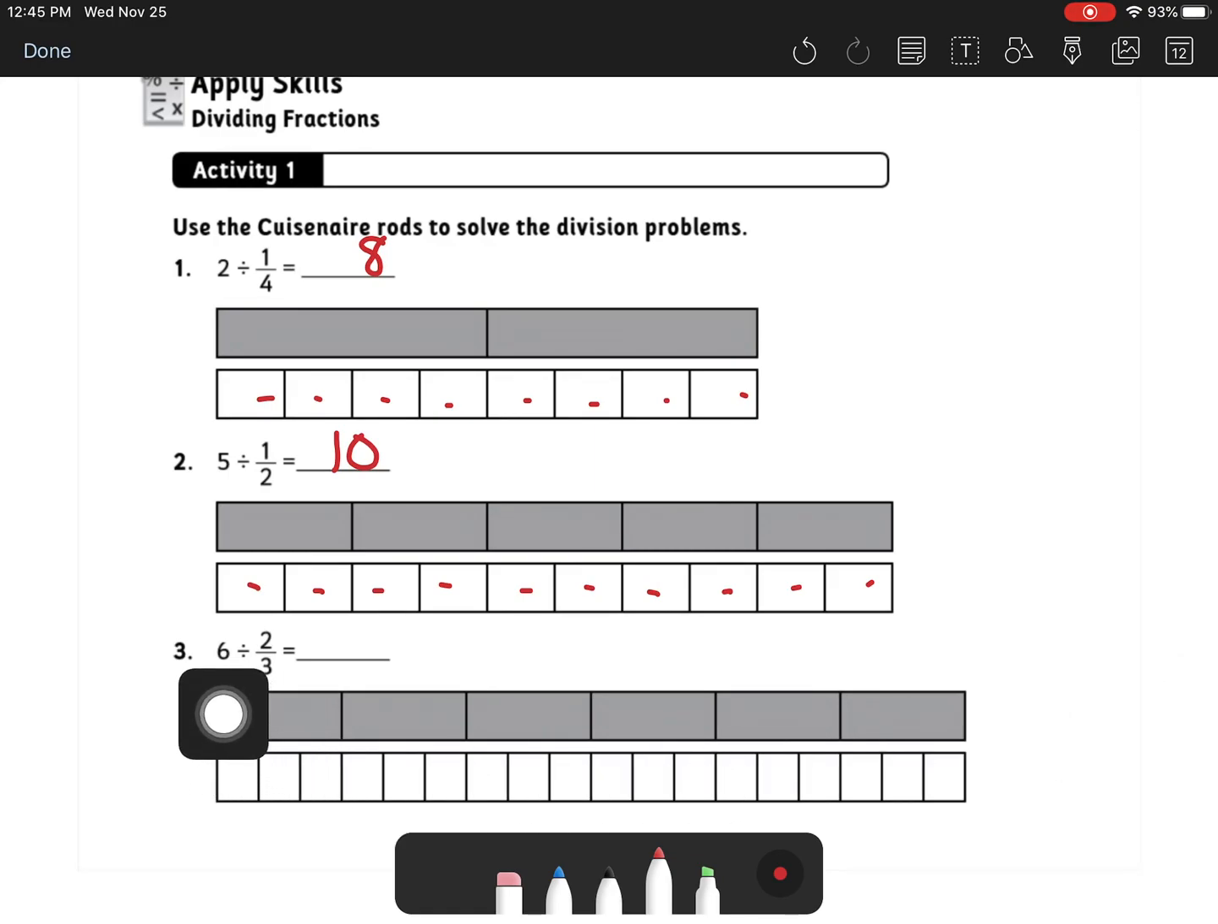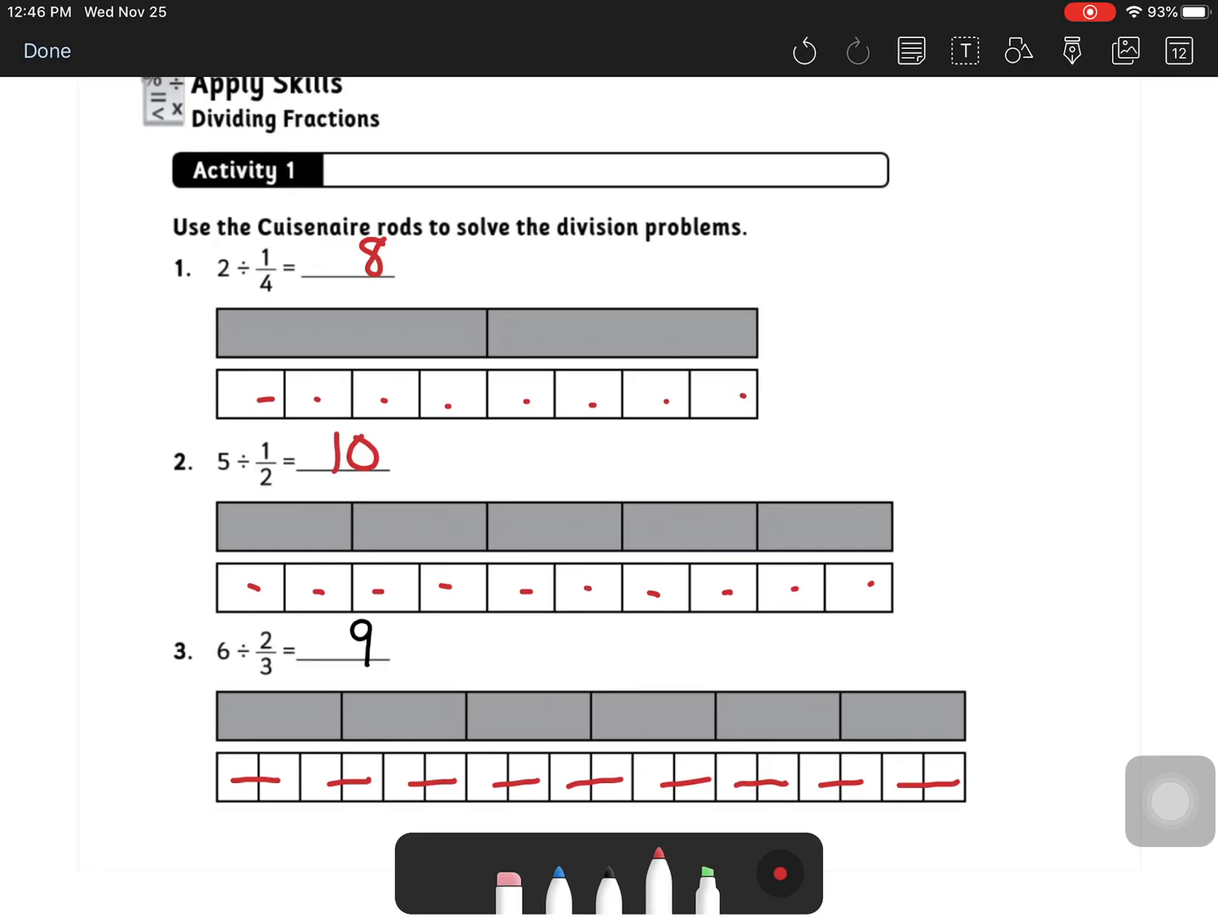And this one we have 6 divided by 2/3. Okay, so now they have thirds here, so now you have to count by 2s when you're doing this. Okay, so these are 6 wholes. 1, 2, 3, 4, 5, 6 wholes, and then they're broken into thirds. But if I'm taking 2 at a time, right? So 1, 2, 3, 4, 5, 6, 7, 8, 9. We would get 9 for the answer on that.